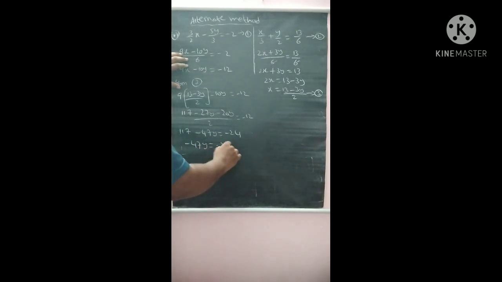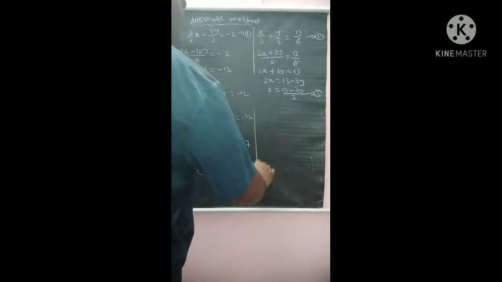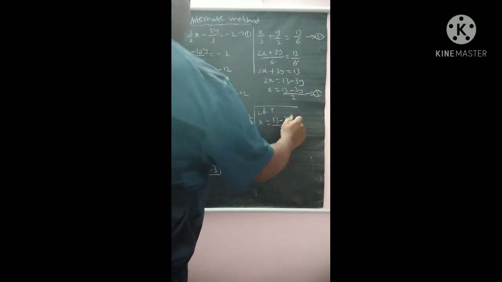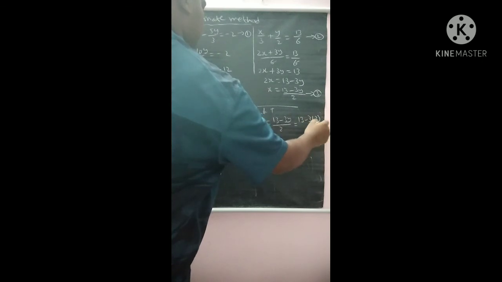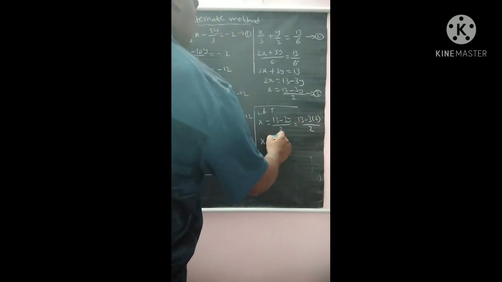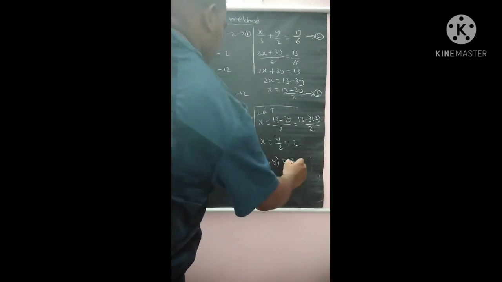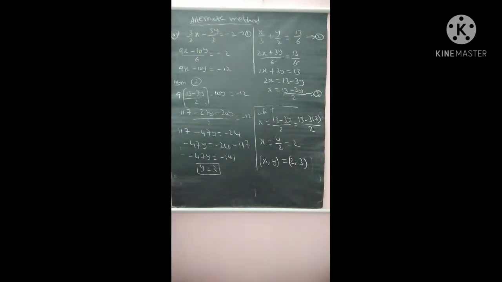Minus 47y is equal to minus 24 minus 117. So minus 47y equals to minus 141. Same, y is equal to 3. So now we know that x is equal to 13 minus 3y by 2. 13 minus 3 into 3 by 2. x is equal to 4 by 2, 2. So x comma y is 2 comma 3. So this is the alternate method. Any method, the basic concept is the same.